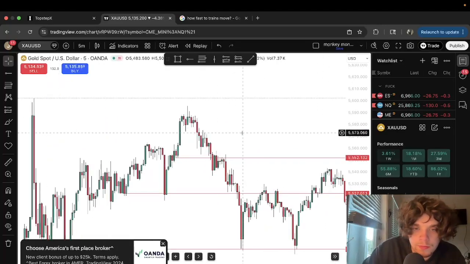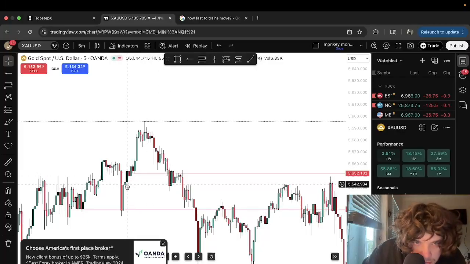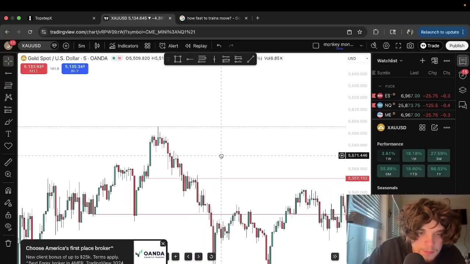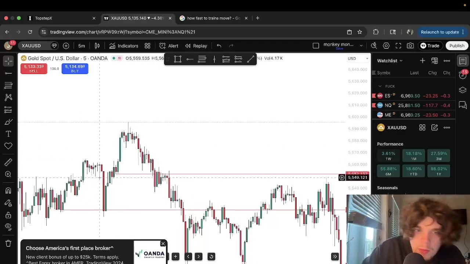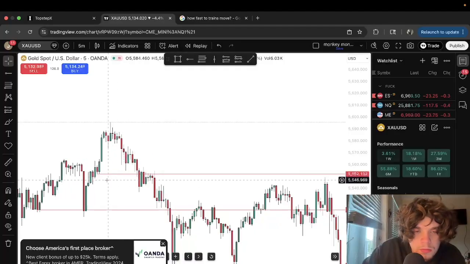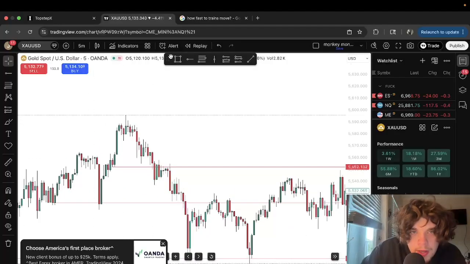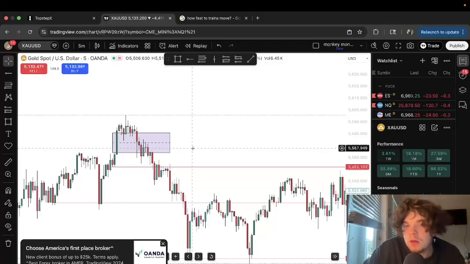Okay, so break of structure, right? We got a low here and a low here, right? What does that leave us? And a low here, right? Where does that leave us? When we took this out, structure's broken. And what did we do right here too? Just to make sure everybody's familiar, what is that? Inverse fair value gap.